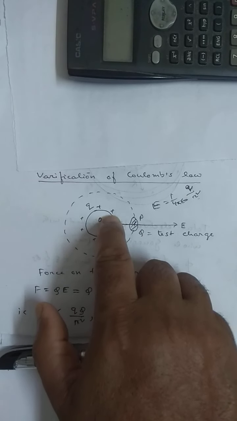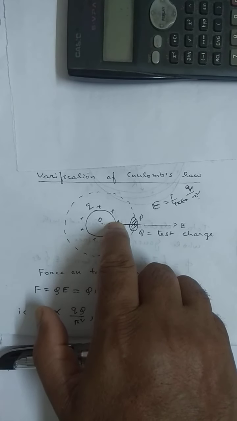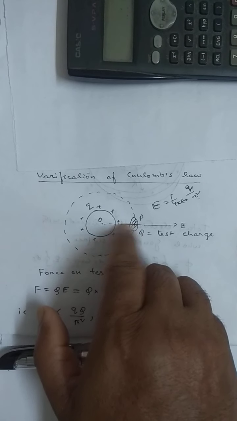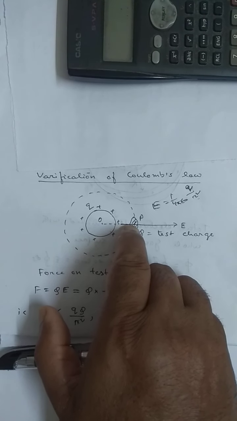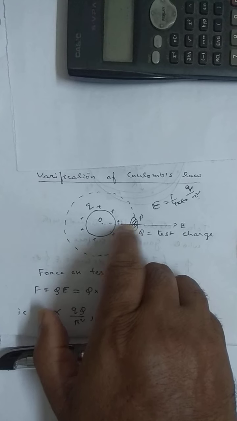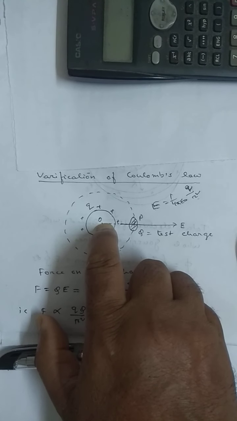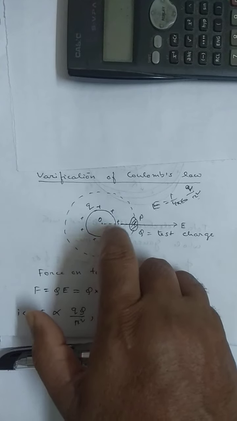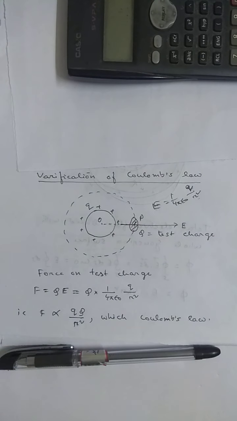You just see the distance between these two charged bodies is not smaller. What is smaller is the distance of charge capital Q from the center of the charge small q. From the center of the charge small q.